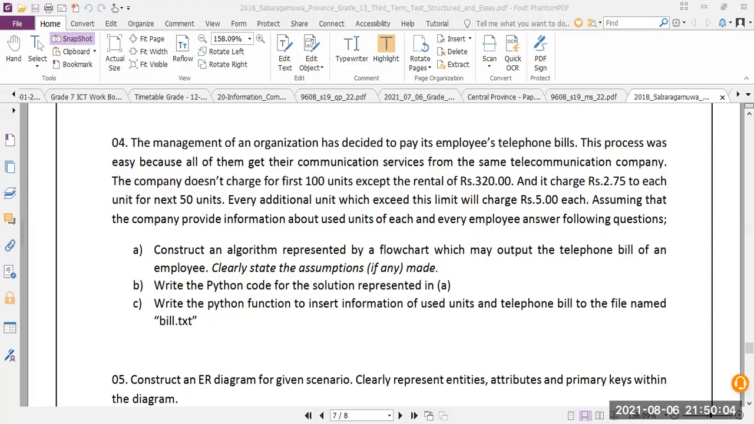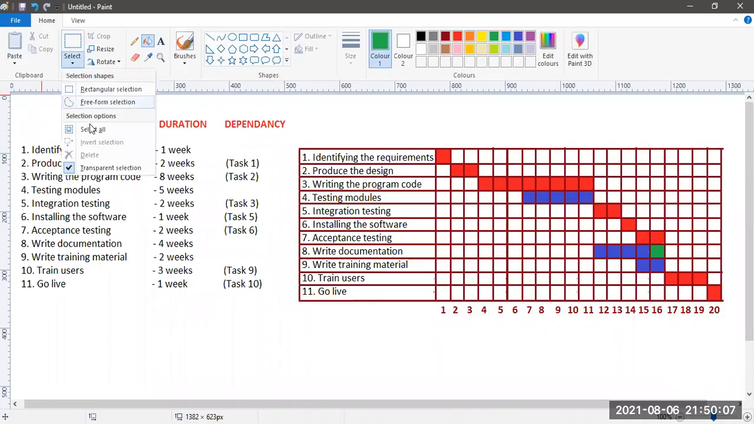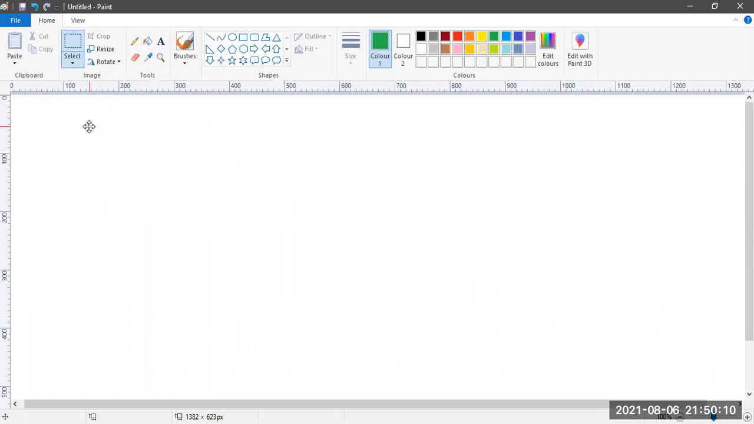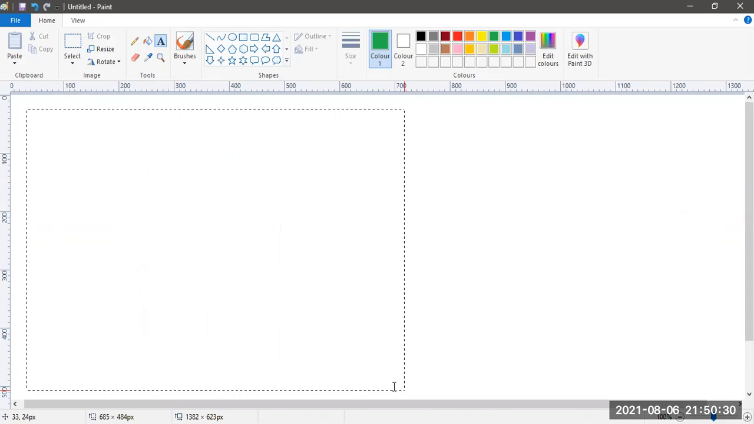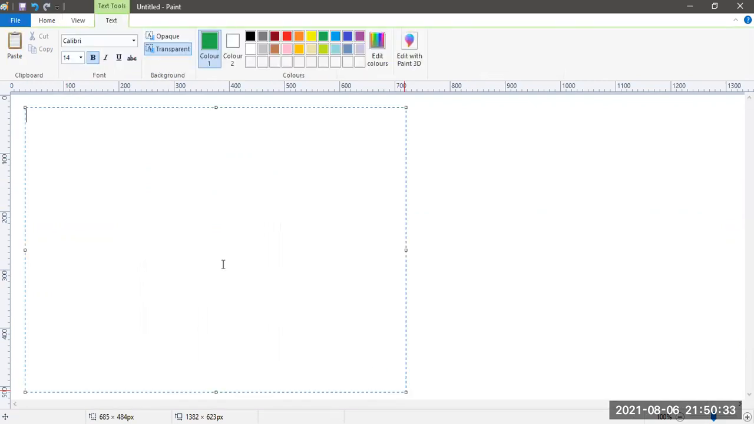I will use Paint for this. First I will write a pseudo code for this. Begin.